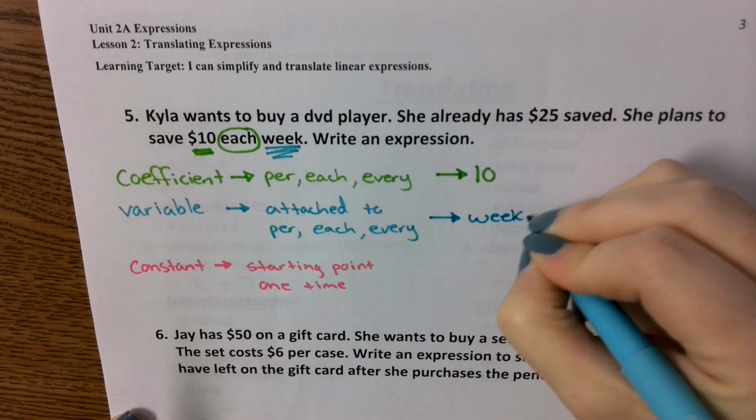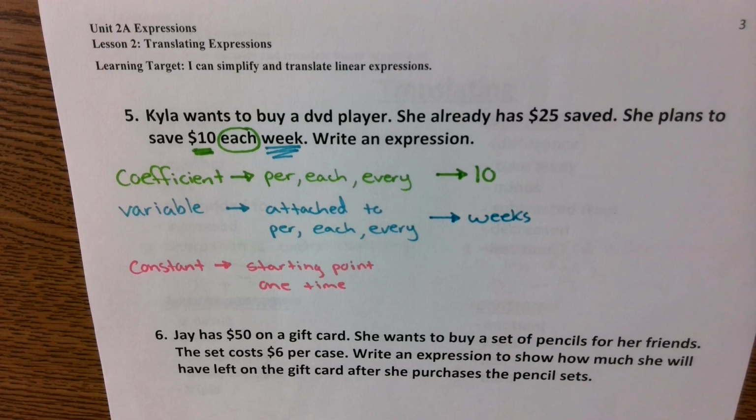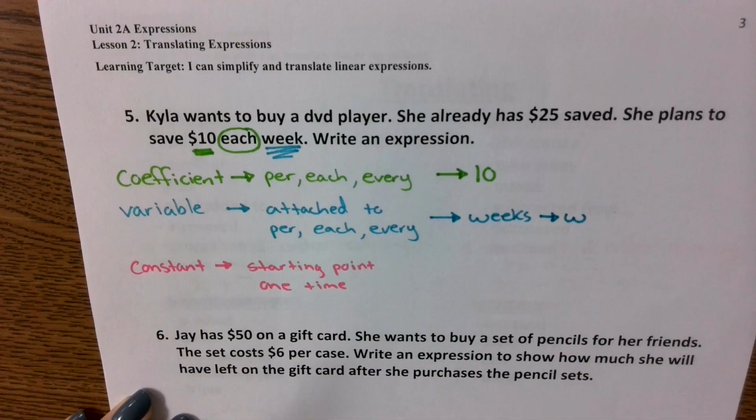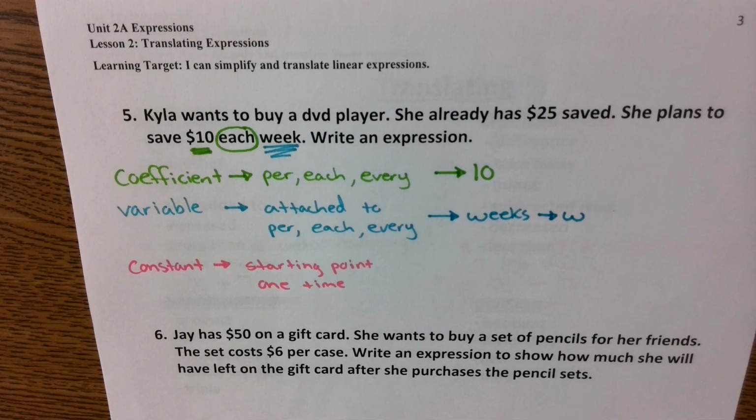So what variable letter do you think we should use if we're representing weeks? W. Okay, we want to use the letter W. Now, it's fine if you wanted to go with X, but you would have to indicate that X represents weeks. Okay, and then our constant.